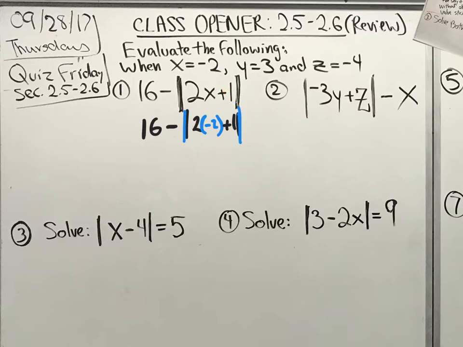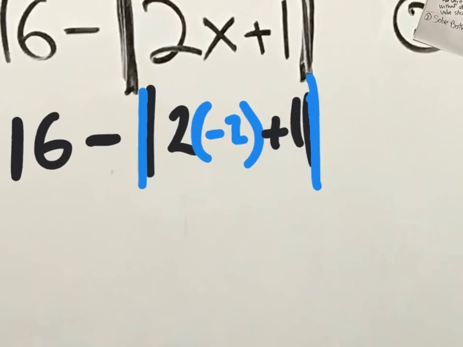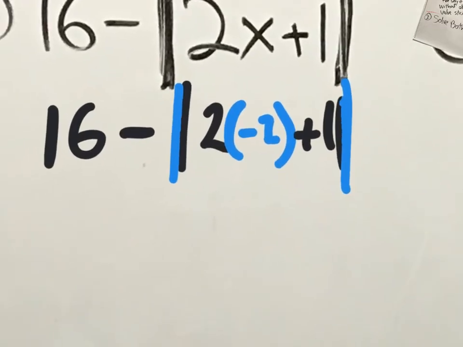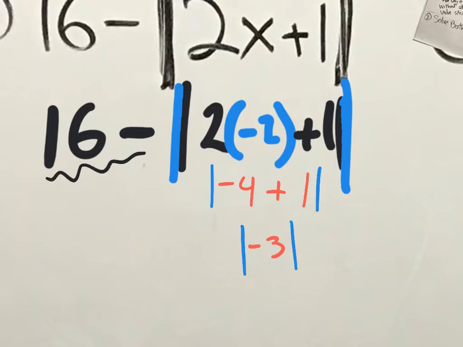So I need to work on the inside of the absolute values here and simplify the inside. So on the inside, I have 2 times -2, which is what? -4. And then we have the +1. And of course, we still have the absolute values. -4 plus 1 is what? -3. So we have -3. We still have the absolute values. And of course, we still have this 16 minus out in the front. 16 minus. So let me bring that down. 16 minus the absolute value of -3. So this is the new expression that I still need to work out.